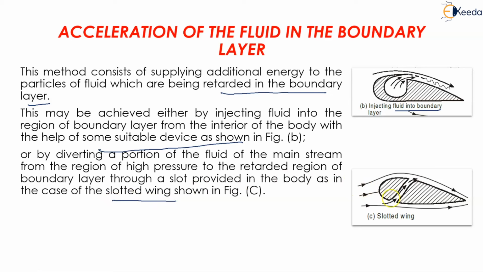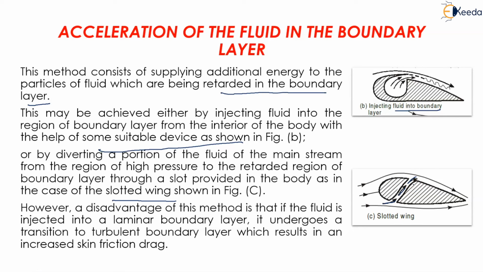So what we do is we divert a portion of fluid. So this is where the diversion is being created. The main stream is diverted from the region of high pressure to the region where the fluid particles are being retarded. However, a disadvantage of this method is that if the fluid is injected into a laminar boundary layer, it undergoes a transition to a turbulent boundary layer, which results in increased skin friction drag.